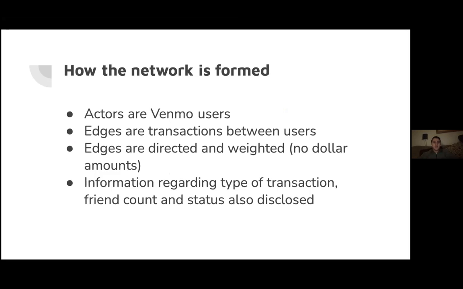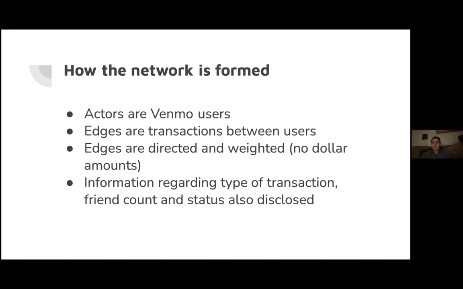And the way that it's formed, the actors are Venmo users, and then the edges are transactions between users. And these edges have two main properties. First of all, they're directed. That's to say that when actor A sends a transaction to actor B, there's a directionality associated with that because one actor is sending and one actor is receiving. And additionally, there's also a weight to each edge. So that means that each transaction is associated with a certain dollar amount.